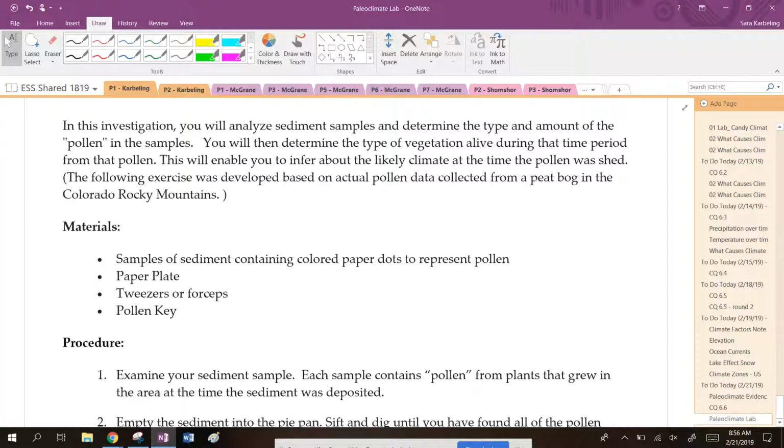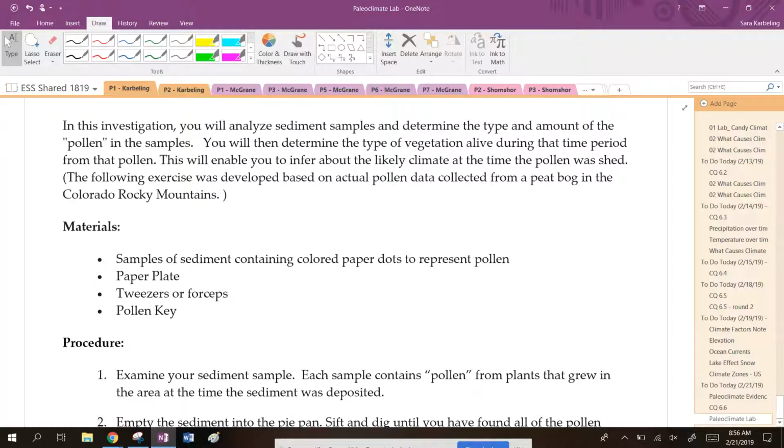This exercise was developed based on actual pollen data collected in the Rocky Mountains. So this is not just like an earth science teacher making some random stuff up. Again, we talked about this on whatever day that was, Tuesday. There is not actual pollen in here.